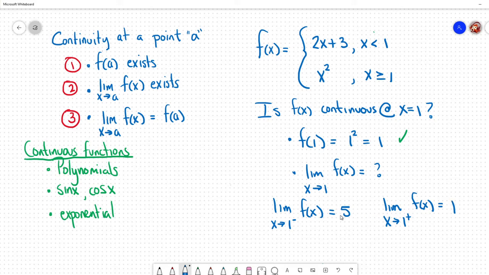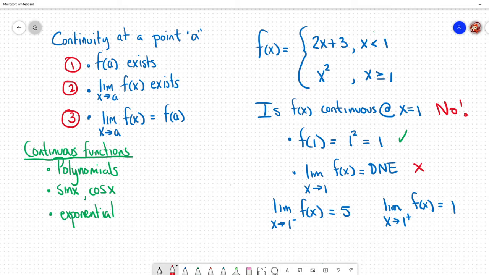Coming from the right-hand side, numbers greater than 1, that would give me an answer of 1. So we see here the left and the right-hand limits do not agree. Therefore, the limit as x approaches 1 does not exist. So we did not meet the second condition. Therefore, is this function continuous at 1? The answer is no, not continuous at x equals 1. So even though, again, these were two continuous functions, they are not connecting together.